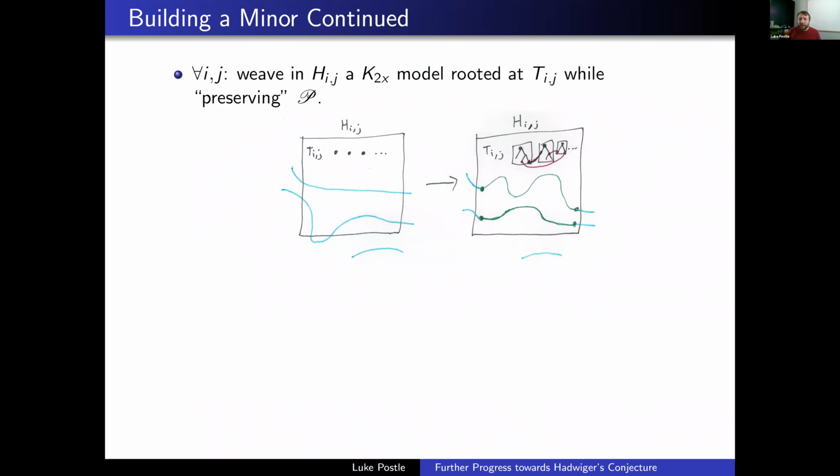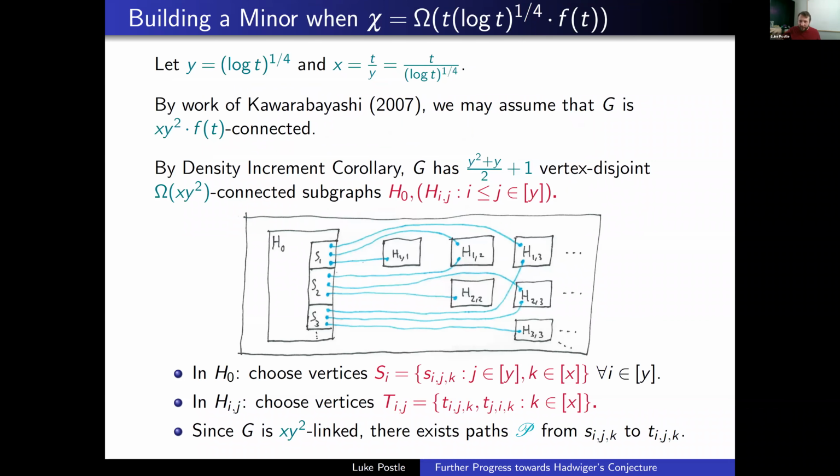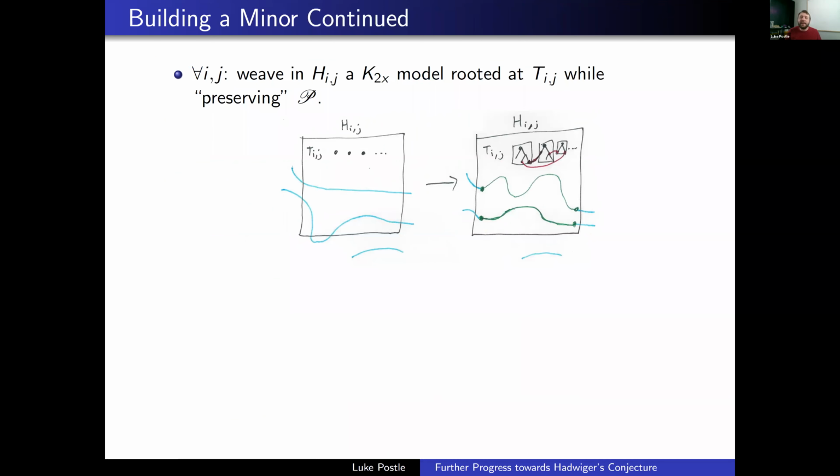So how does that work? So here I've linked everything. I've pre-processed how I want to do the minor. And then for every square, I weave a model rooted at the Tij, right? So I had some Tij where I was going to build the minor. I can do this with that weaving theorem. I know each of these Hij is woven in the right way.